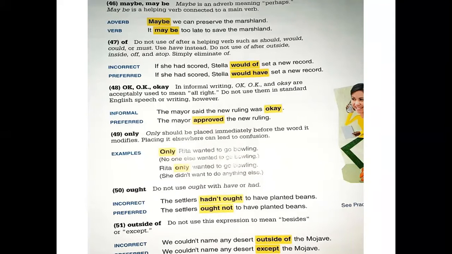So here it is. The difference between outside of and besides and except: please do not use outside of in place of besides or except. Simply use besides or except.